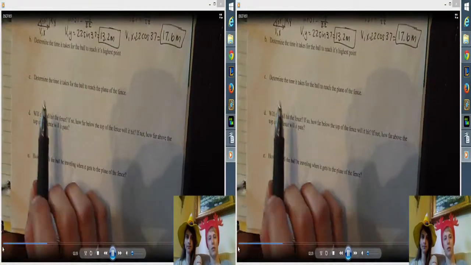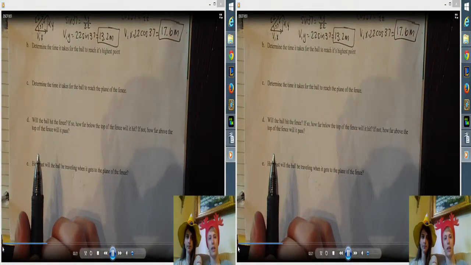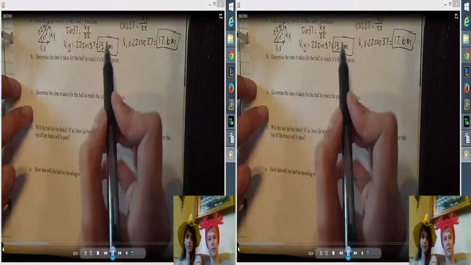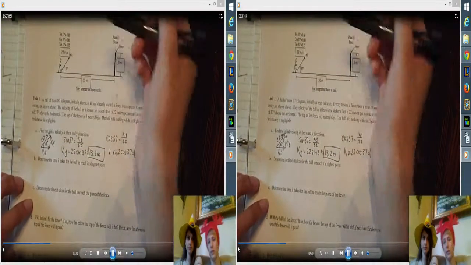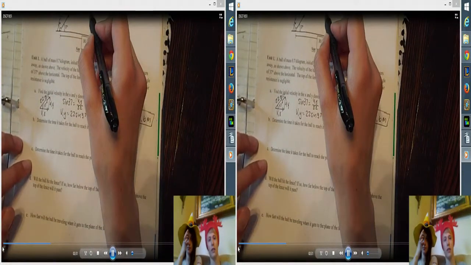In the next problem, we're determining the time it takes for the ball to reach its highest point. That's in the y direction, of course. Splitting the values, that's the height. The maximum height is right there. So we're drawing the y for you visually.